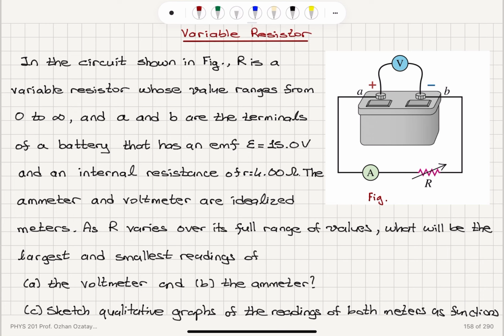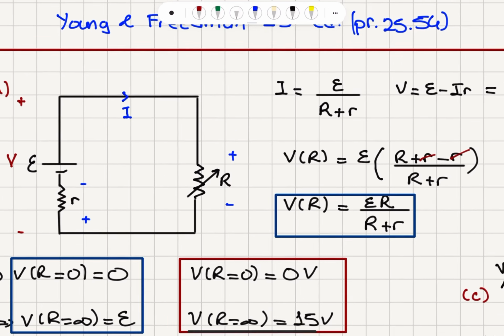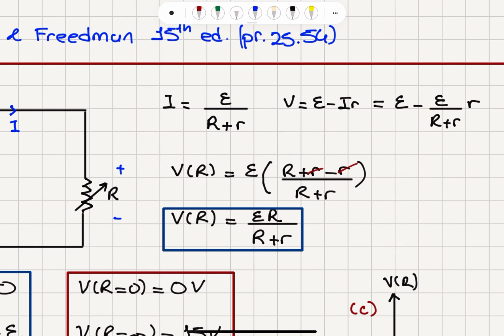So in this problem, we looked at a variable resistor connected to a battery, which has an internal resistance r. We have an ammeter in the circuit, and the voltmeter measures the voltage across the terminals of the battery. This variable resistance can vary between zero and infinity, so we want to know maximum and minimum voltage and current readings. First I look at the equivalent circuit. The variable resistance is connected in series with the internal resistance r, so that gives me a current epsilon divided by capital R plus r, and the voltage that I'm reading across the battery is epsilon minus Ir, which is epsilon capital R divided by capital R plus r.